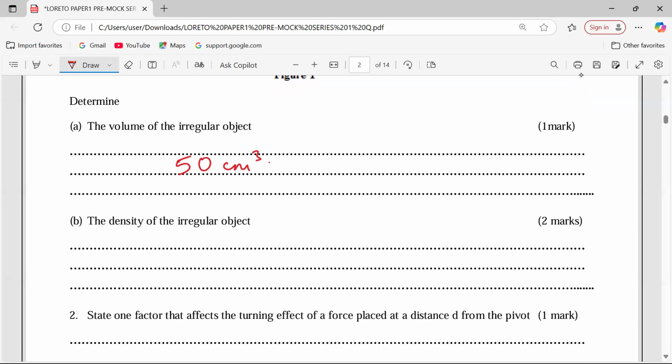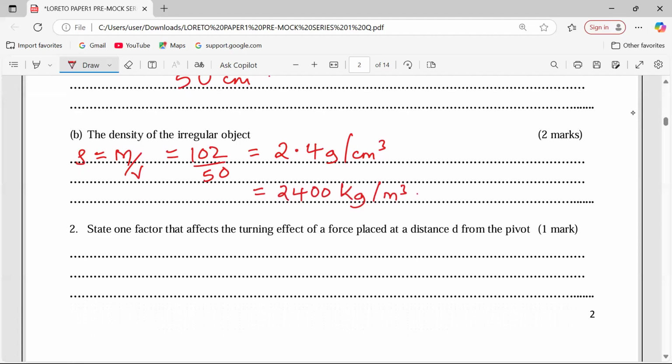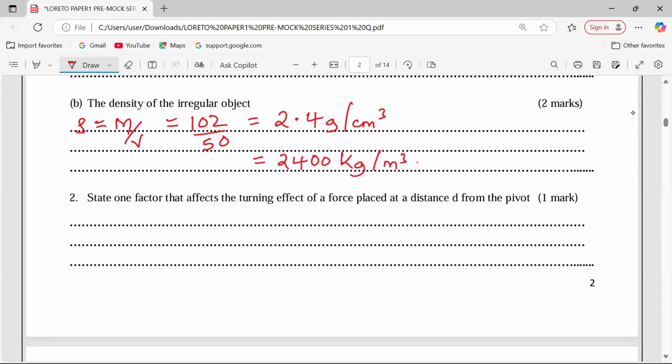The density of the irregular object. We know that density is usually given by mass over volume. So with a mass of 102 and a volume of 50, then we expect 2.04 grams per cubic centimeter. And in SI unit, this can be multiplied by 1,000 to be 2040 kilograms per meter cubed. So it can be converted to SI units. So that's how we work out number 1.